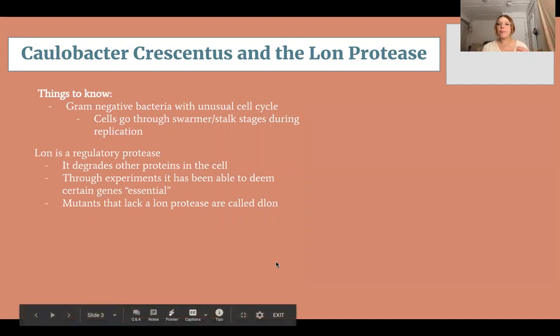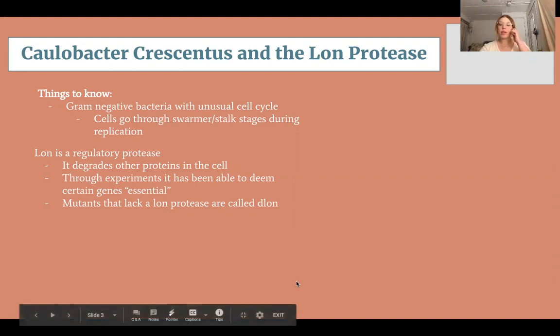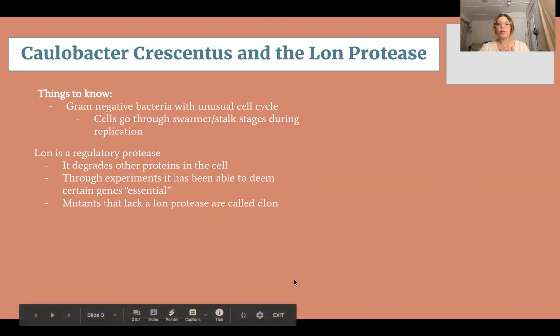Now, switching gears, I want to talk about the LON protease. LON protease is a protein that degrades other proteins in the cell. And through experiments, it has been able to deem certain genes as essential. Mutants that block a LON protease are called a delta LON, and I'll be referring to any mutants as delta LON for the remainder of my project.